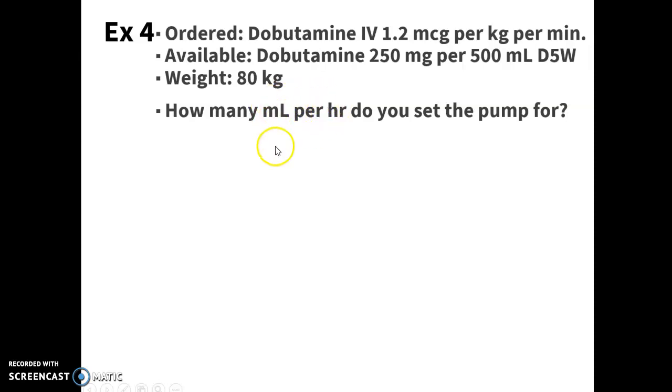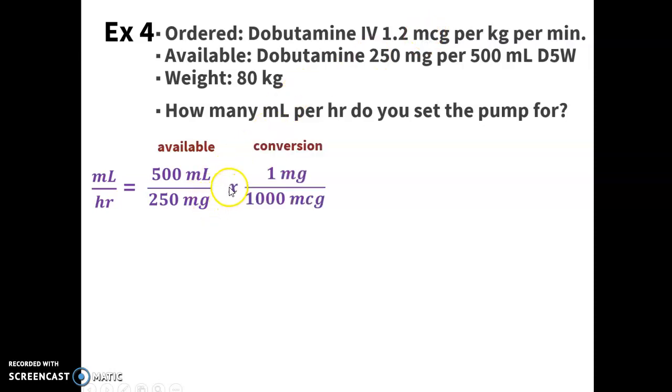So there's your desired answer. They kind of gave it to you there. Milliliter on top means we need milliliter on top of our first fraction. And they did tell us in the available that 500 milliliters comes from 250 milligrams. Now that puts milligrams at the bottom, so we need milligrams at the top of the next fraction. Typically we get that from our order, but the order is written for micrograms instead of milligrams, so we need to do a conversion. Remember that 1 milligram is 1,000 micrograms.